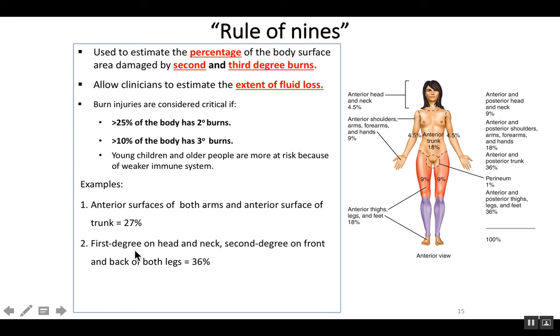If we had first degree burns on the head and neck, second degree burns on the front and back of both legs, it would be 36%, because we do not include the first degree burn on the head and neck. So we only look at the front and back of both legs, which if we look over here is a total of 36%. So this is how we can, again, calculate the percentage of the body surface damaged by second and third degree burns in order to help us determine how much fluid may have been lost.